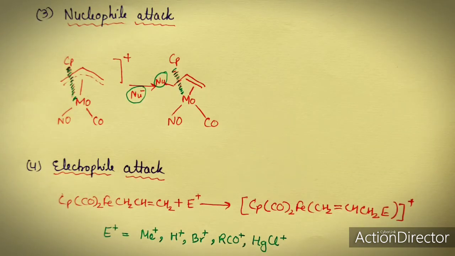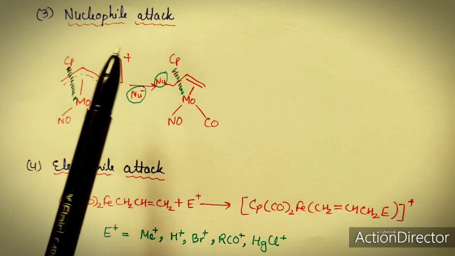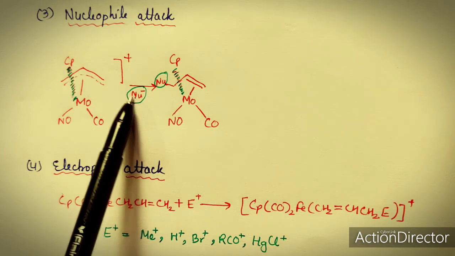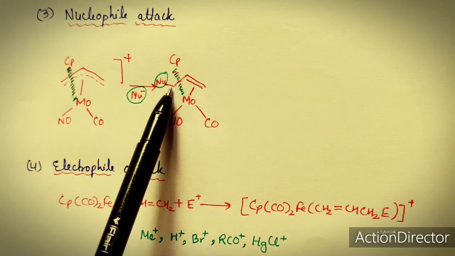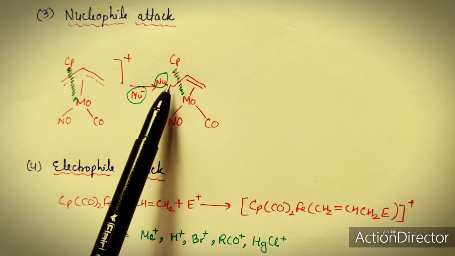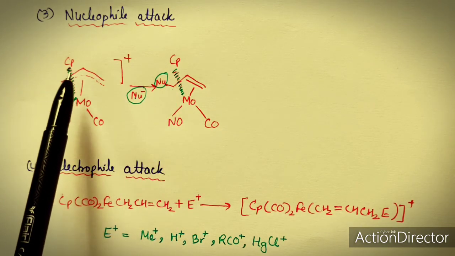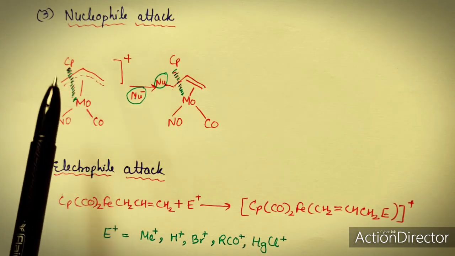The third kind of reaction which has been shown by the allylic complexes is the nucleophilic attack. So a nucleophile can easily attack on this allylic group, and here you can see that this allylic group can add to this nucleophile through one carbon center. So this nucleophile can easily attack on the metal allylic complex.